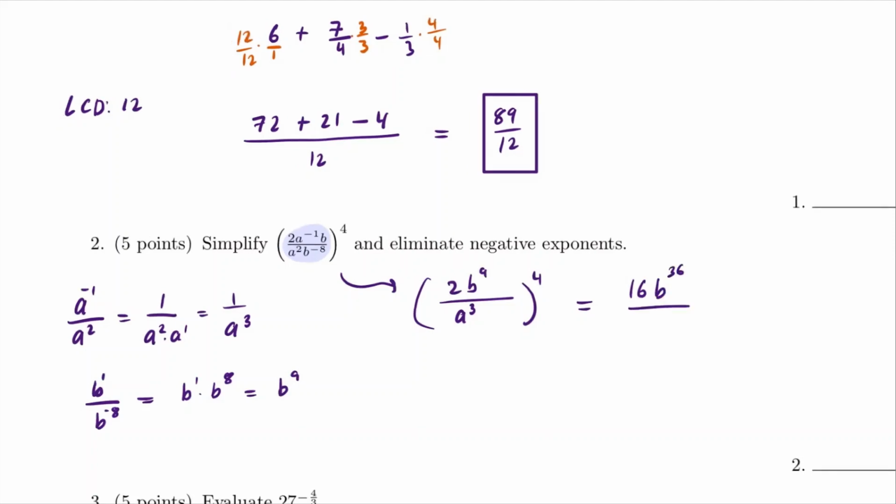And then for a to the 3rd to the 4th, again, you multiply their exponents, you'll have a to the 12th. And there you have it. This is your simplified answer for this problem.